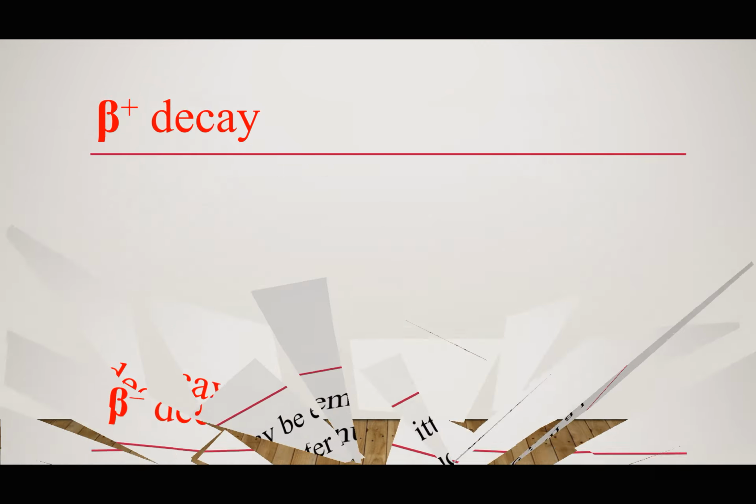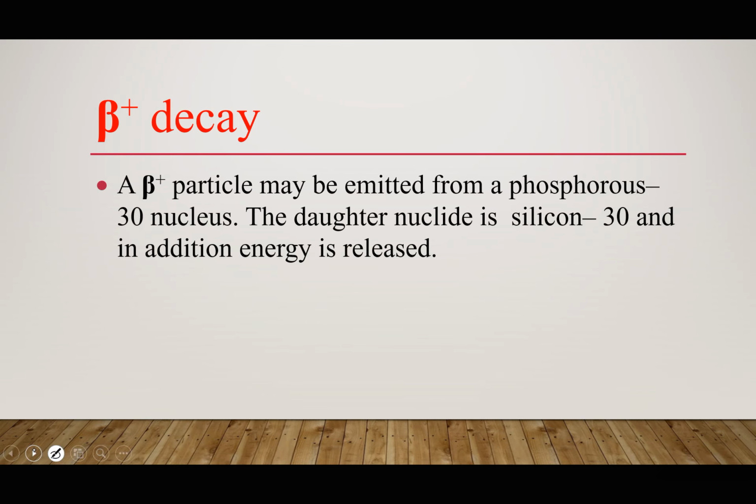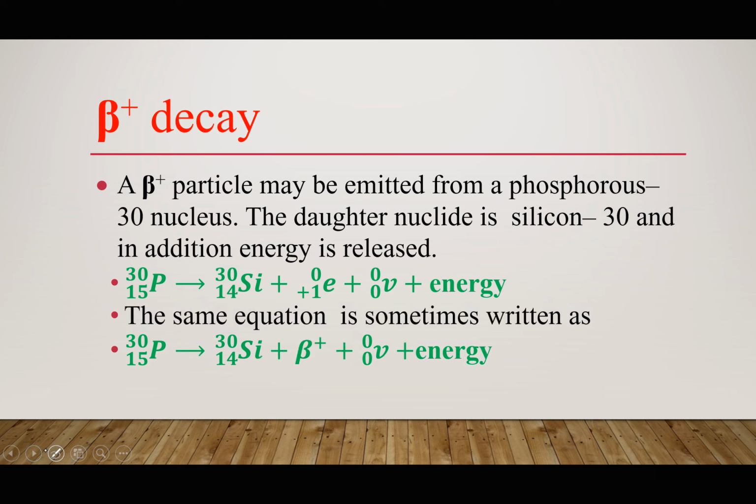Let's check out beta plus decay. A beta plus particle may be emitted from a phosphorus-30 nucleus. The daughter nuclide is silicon-30, and in addition, energy is released. So we can write this as phosphorus-30, 15. This is giving us silicon-30, 14, plus a beta plus. And of course, the same equation can be written as phosphorus, and instead of the positron symbol, we can write beta plus like that. Or you can instead write beta plus like this, 0 and 1. It is still allowed. I could still put a 0 here and a 1 here.